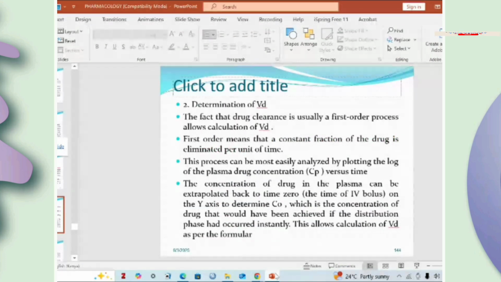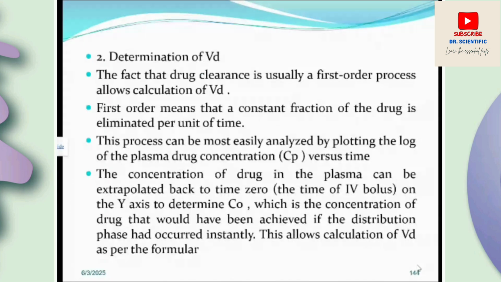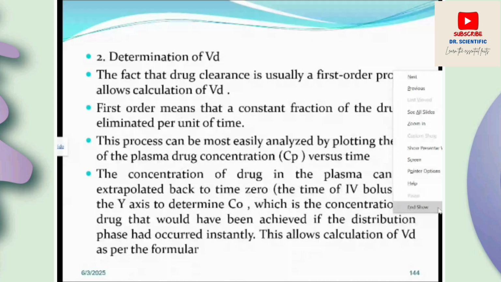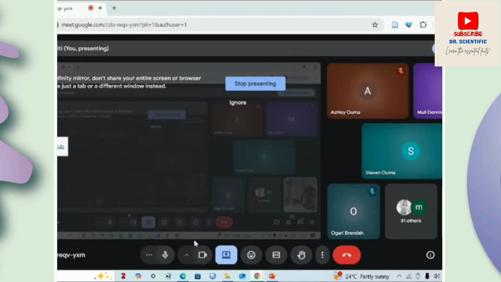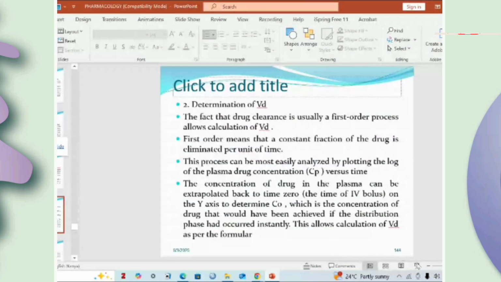Determinants of VD. Somebody to read for us determinants of VD. Or determination of VD, not determinants. Someone to read? Muli, are you there? Dennis. Yes, I kindly read. Determinant of VD.